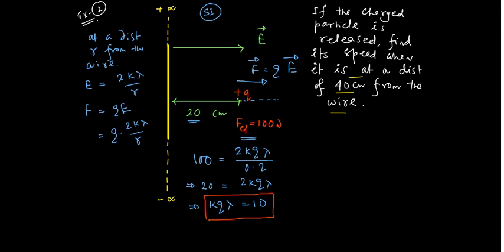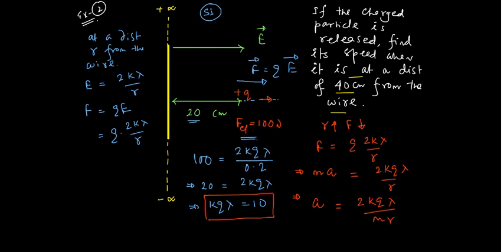Now it is released, so it is moving in the rightward direction. So the r value is changing, the r value is increasing, so the force value is obviously decreasing. And here we have written F is equal to q into 2kλ by r. Force is equal to mass into acceleration, that is equal to 2kqλ by r. Now you see, we can write acceleration as 2kqλ by m into r.